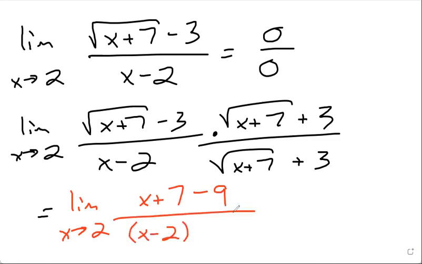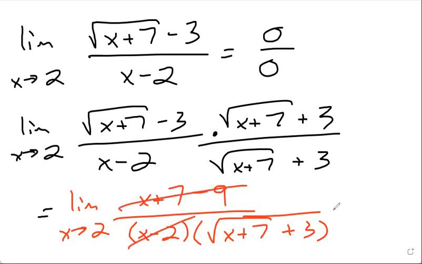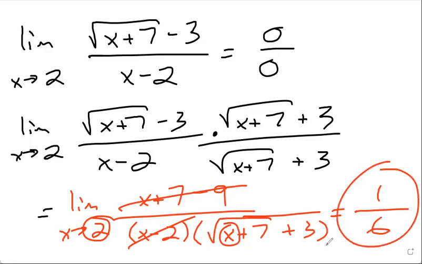Now you can conjugate the numerator, or it could all be on the denominator. This could be literally a flip problem, and you do the same process. If you notice on top, x plus 7 minus 9 is just x minus 2, which cancels with x minus 2, leaving you with 1 over. Now plug in a 2 for x. Square root of 9 is 3, plus 3, giving you an answer of 1 over 6. And that's how you deal with square roots, common denominators, and factoring when you have an indeterminate form, specifically 0 over 0.